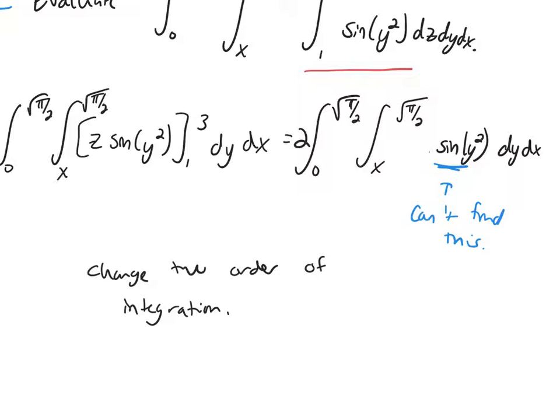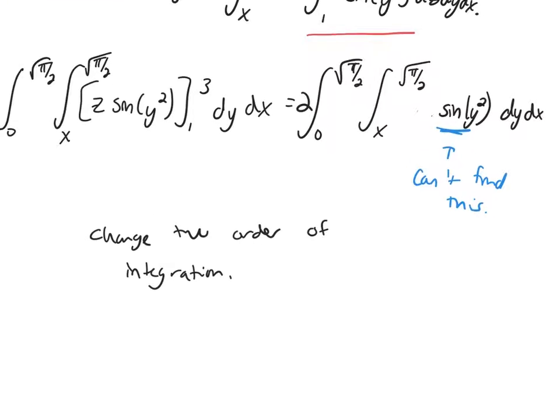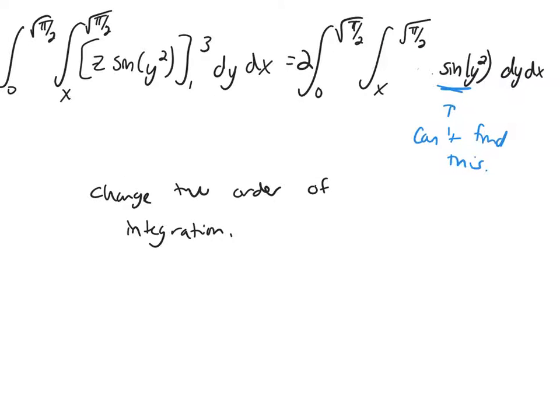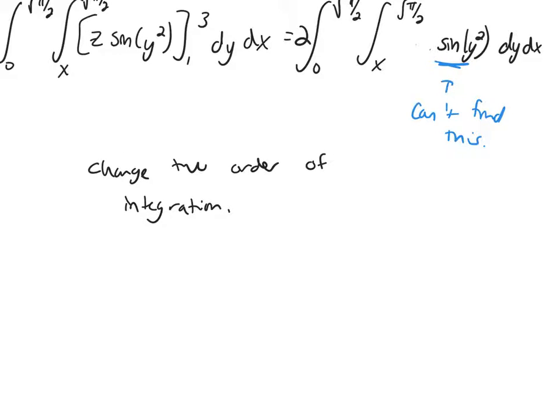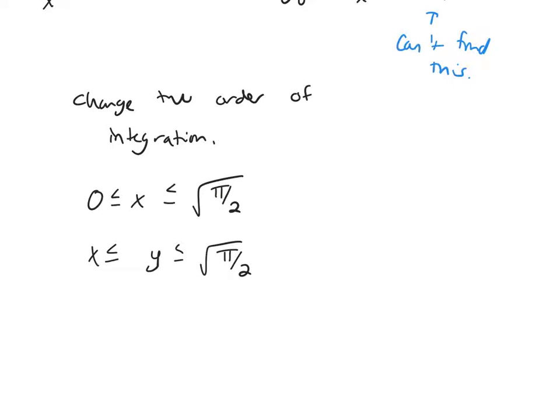So if we want to do that, we've got to look at our bounds on our integral and describe our region in a different way. So here, the bounds told me x was between 0 and square root of pi over 2. Y was between x and square root of pi over 2. And then z was between 1 and 3.